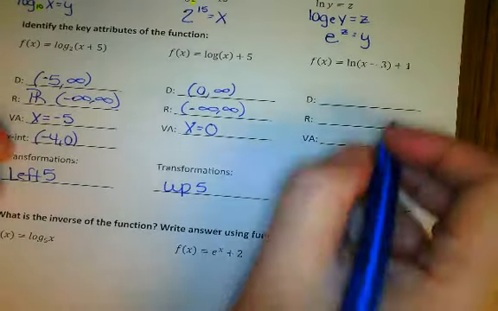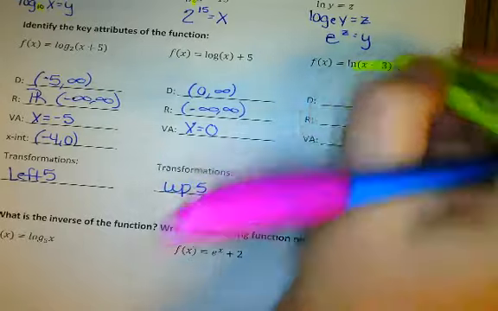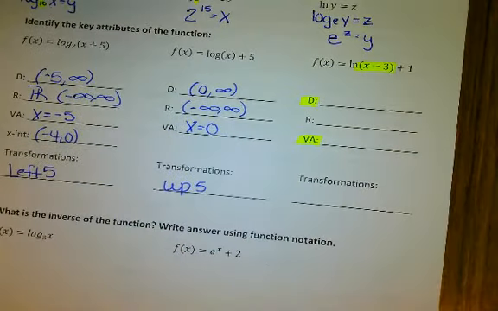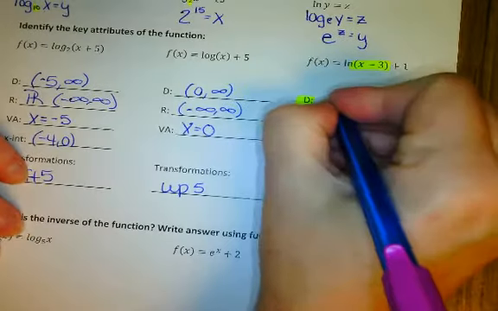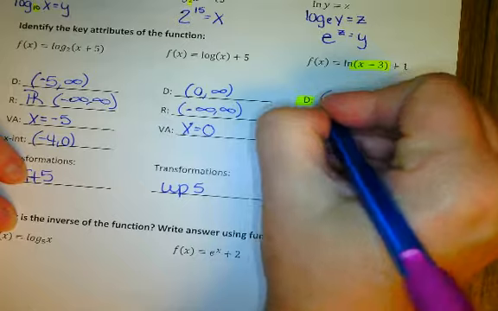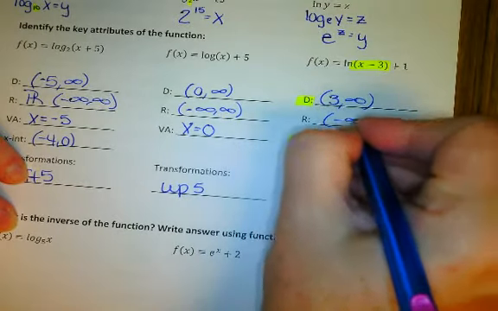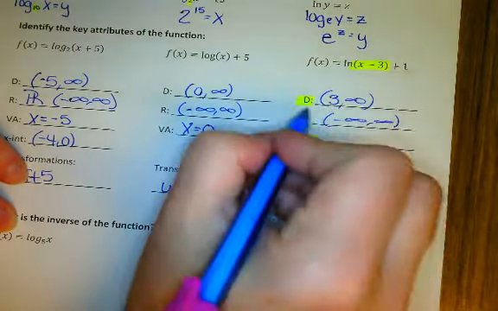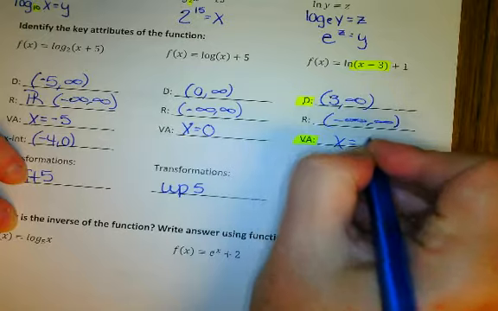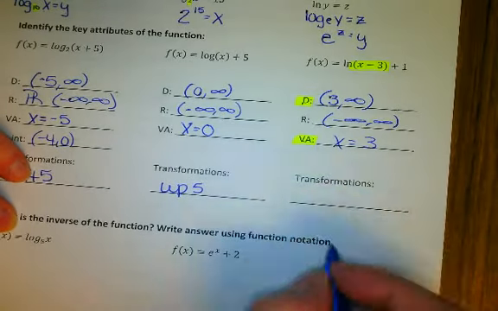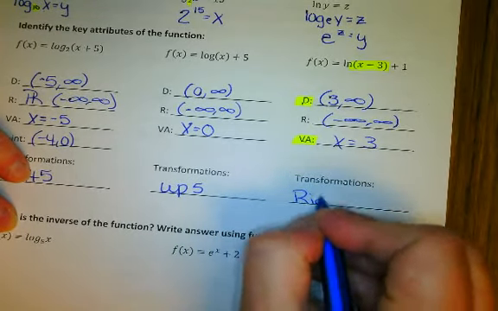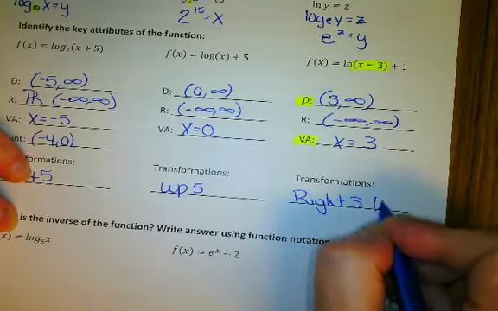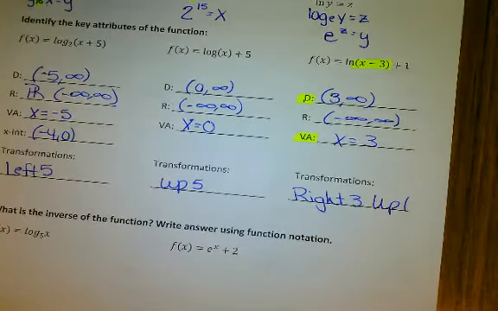All right, on this one here for the domain, now the domain is connected to this, okay, and so is the VA. So I can tell it went right 3, so I know my domain is going to be 3 to infinity. And again, that range is always negative infinity to infinity. And then again, these are all related, so x equals 3. And then I got 2 transformations. I know it went right 3, and I also know it went up 1.